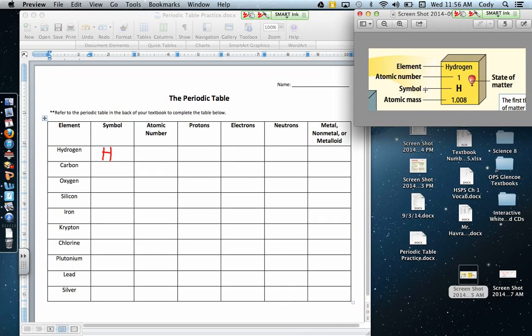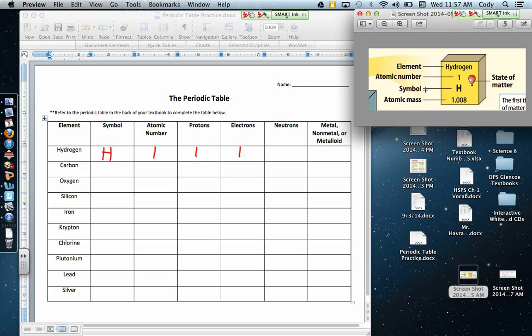You're going to do that for every element. The atomic number of hydrogen is going to be 1, so I'm going to put a 1 there. Now, the atomic number tells us a couple of different things. The atomic number is actually the number of protons, so the protons for hydrogen are also going to be 1. And consequently, the number of protons tells us the number of electrons, so that's also going to be 1. You should have the same number for atomic number, protons, and electrons for every one you do. Now we come to the neutrons.